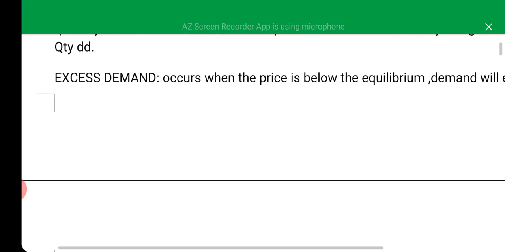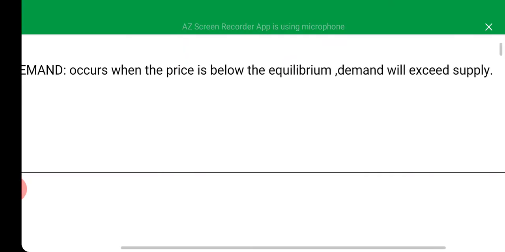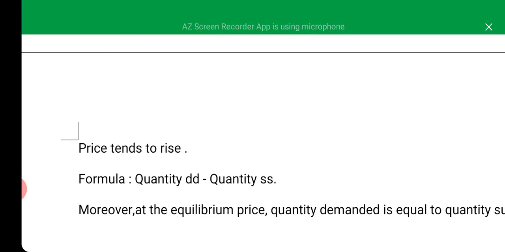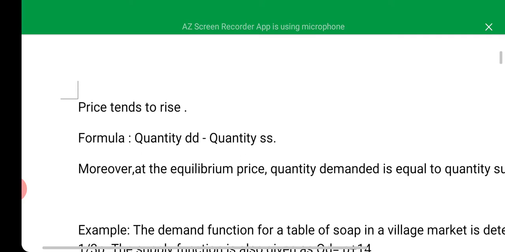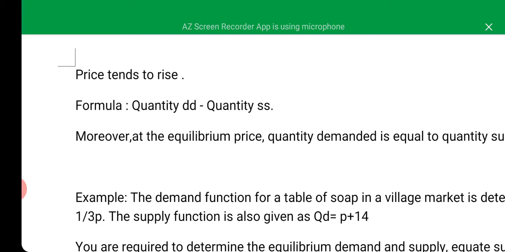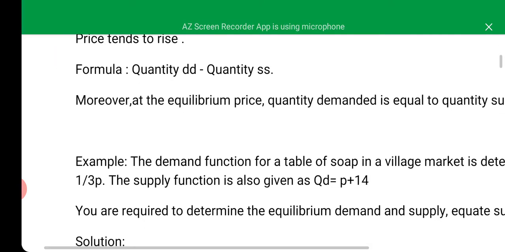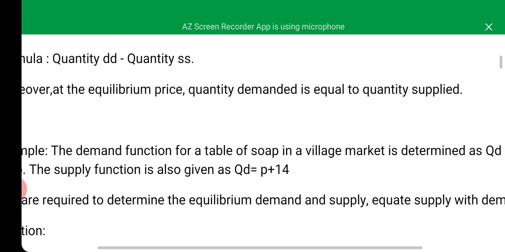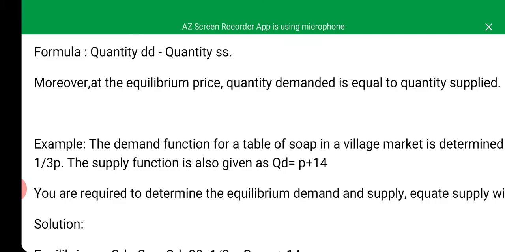As for the excess demand, this occurs when the price is below the equilibrium, so the demand will exceed the supply, and this will cause price to rise. And the formula for finding excess demand is quantity demanded minus quantity supplied. Moreover, at the equilibrium price, quantity demanded is equal to quantity supplied. Let's take note.